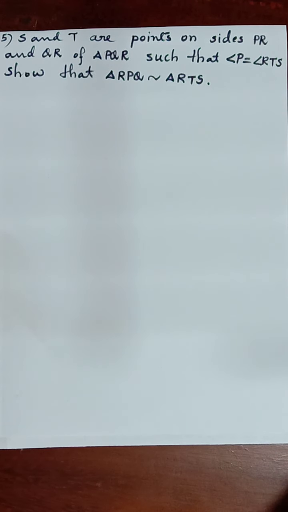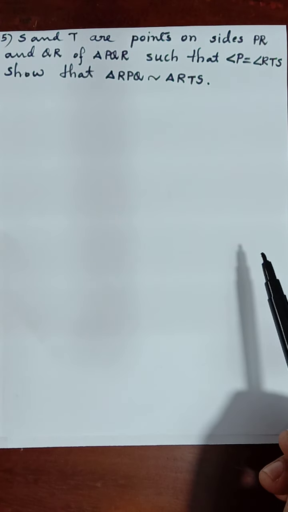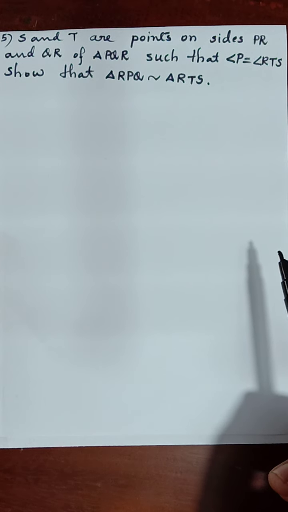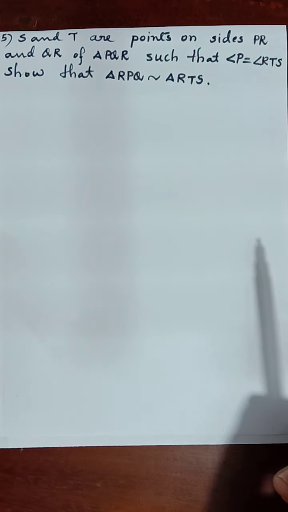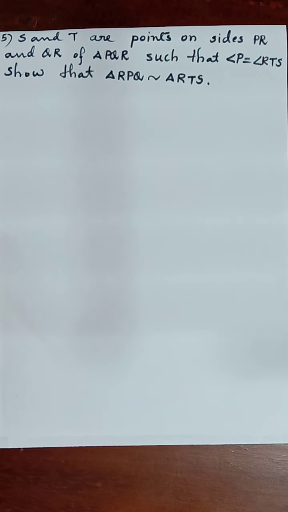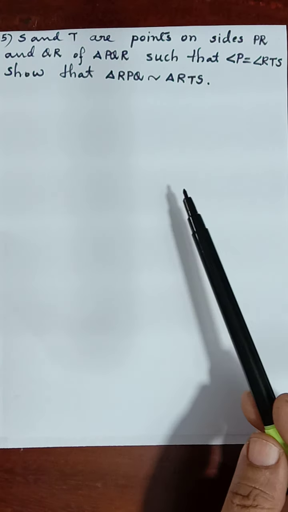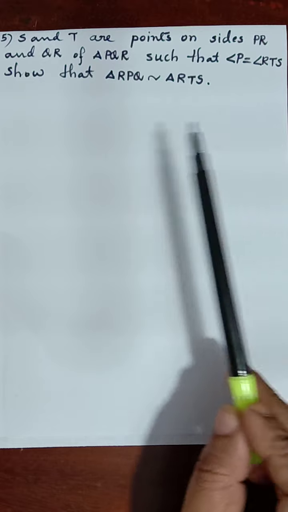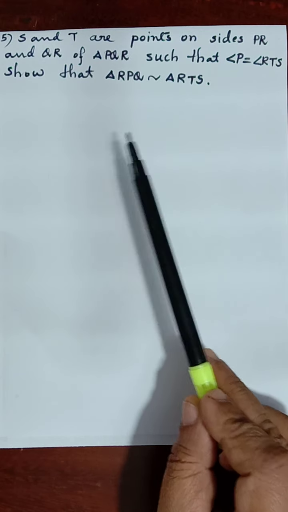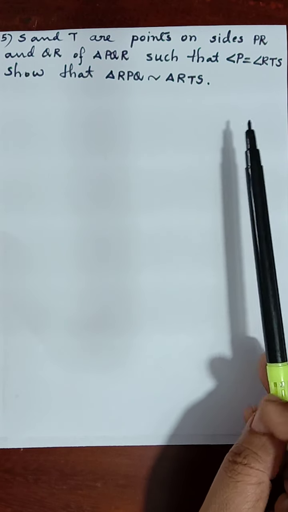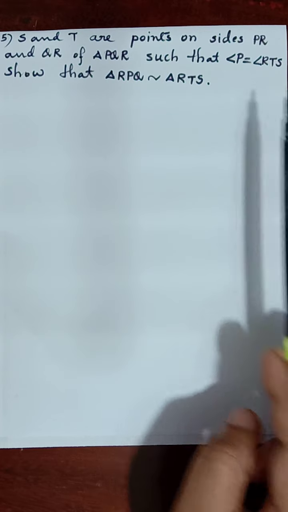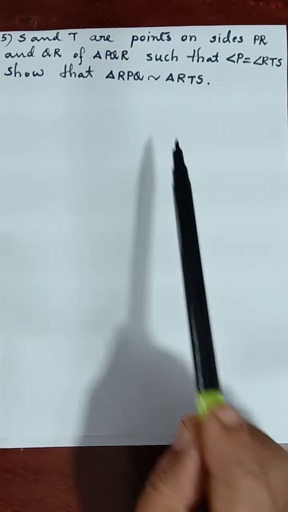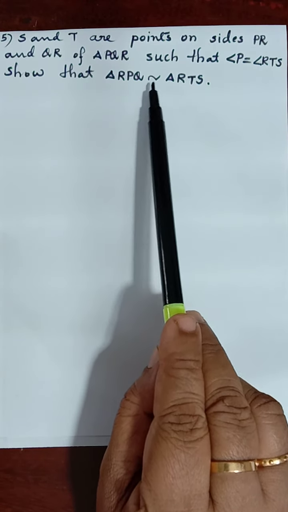Let us move on to second question. S and T are points on sides PR and QR of triangle PQR. So here triangle PQR is not given to us. We have to draw the figure. So for triangle PQR we have PR and QR sides, for which S and T are points, such that angle P is equal to angle RTS. Show that triangle RPQ is similar to triangle RTS.